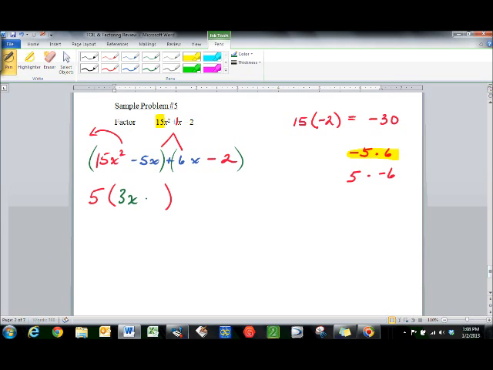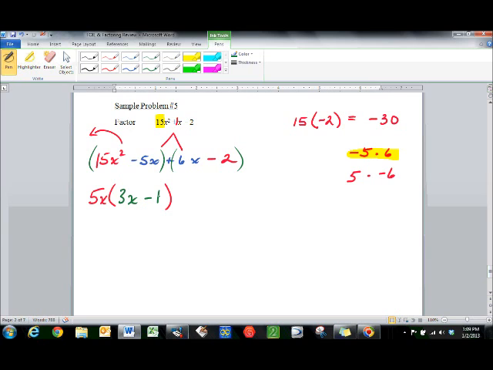3x minus, excuse me, I missed a term here. I need to actually factor out a full 5x so that I'm left with just a 1 there. So don't make the mistake that I just made and just factor out the number. Make sure that you take out the full term of 5x. So we're left with 5x times 3x minus 1.